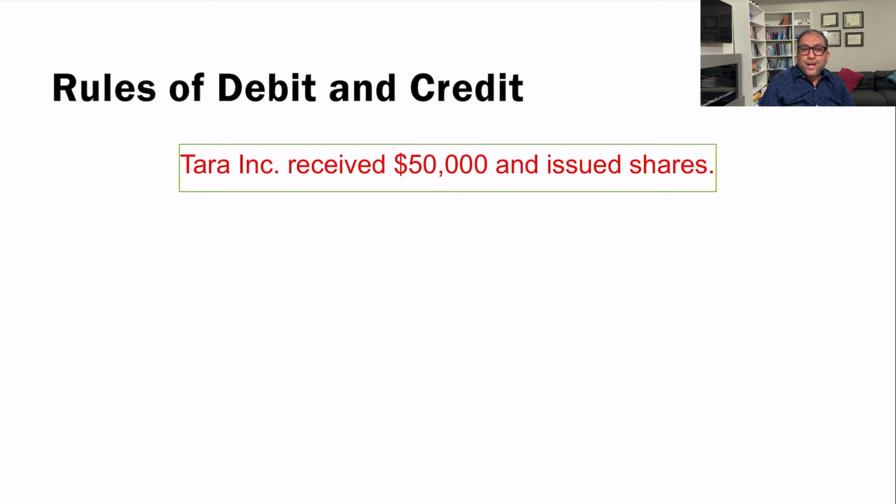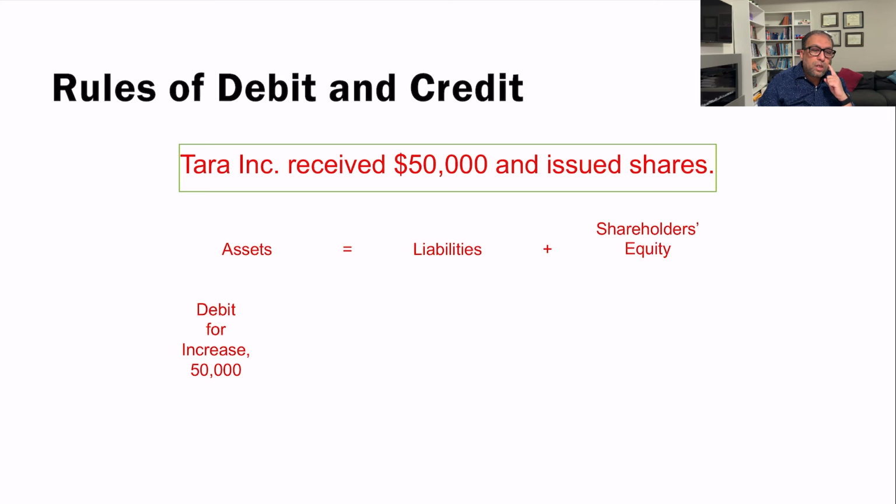Now we pass entries. We're going to learn how to pass the entry. That is the rule in accounting books every time, whether you are using a computer system for recording transactions or a book; the system is going to do the same. The first book of entry record is called a journal. So Tara received 50,000 and issued shares, right? So debit for increase, as the asset is going to increase. What do we do? Credit, because shareholders' equity is also increasing, so we credit the shareholders' equity.